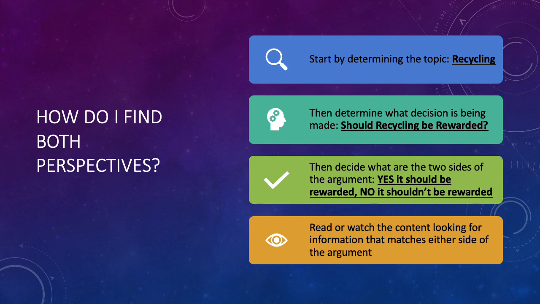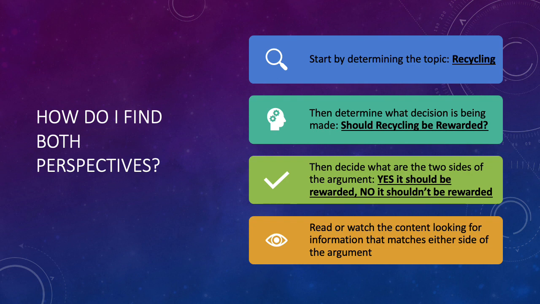So the first thing you're going to do is determine the topic. So the article that I'm going to be reading today is about recycling. There's a lot to do with recycling out in the world, so let's determine what decision this article is debating. So the decision being made in this article is, should recycling be rewarded?